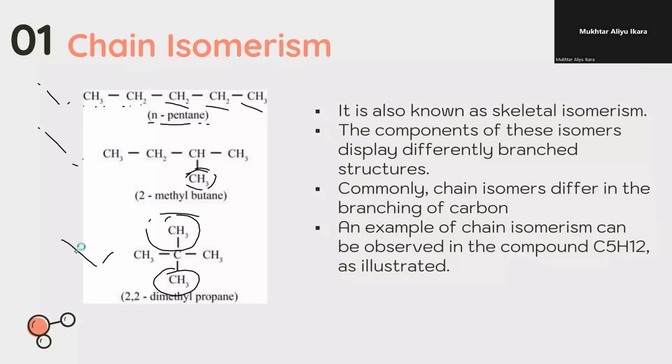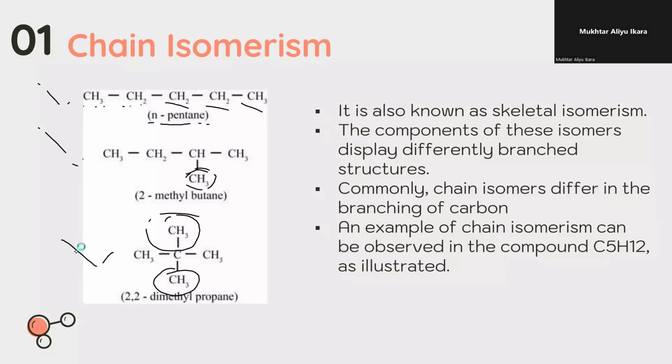branching of carbon. So you see here there is no branching of carbon in the first compound, n-pentane. In compound 2, there is branching. There is one branching, and in the last compound, which is 2,2-dimethyl propane, there are 2 branching. So chain isomerism is the type of isomerism that observes the branching of carbon in an organic compound. So how compounds form branches at different positions.